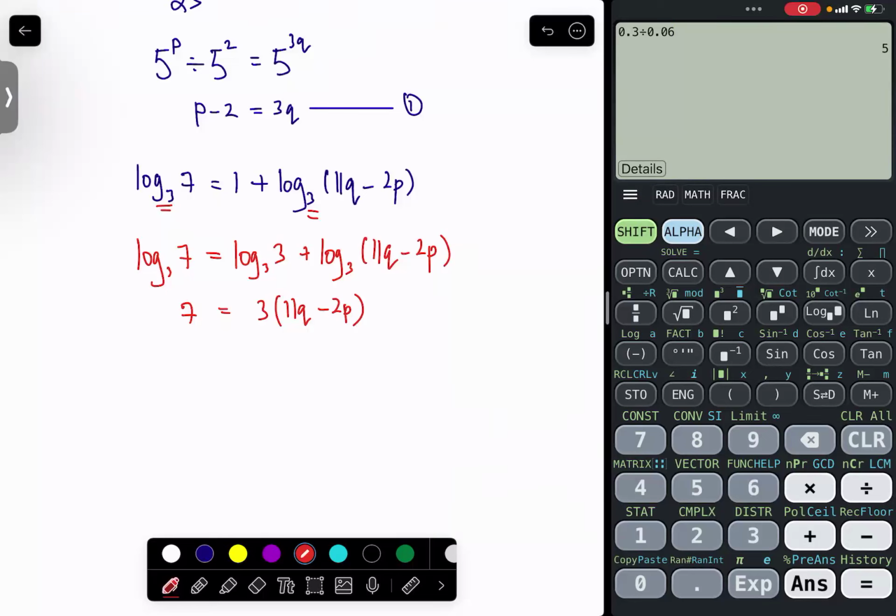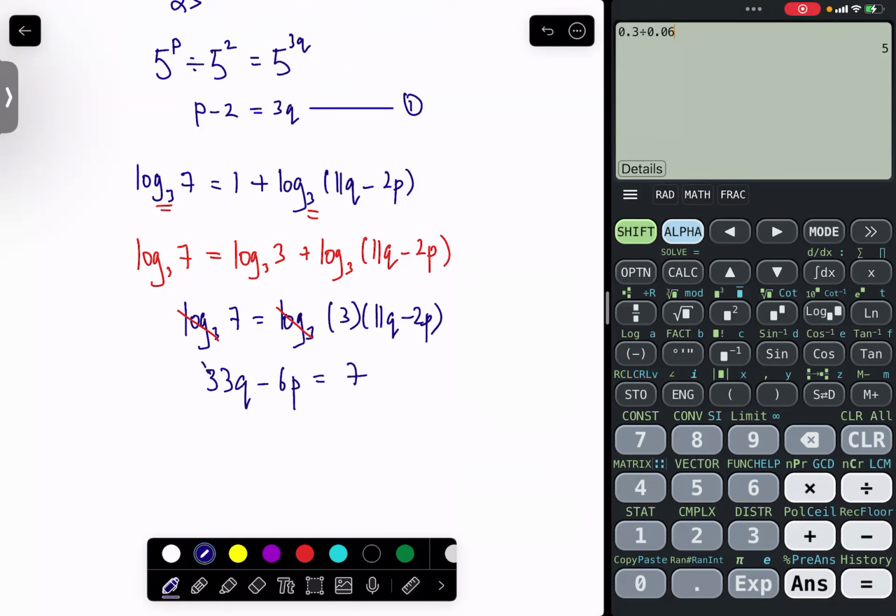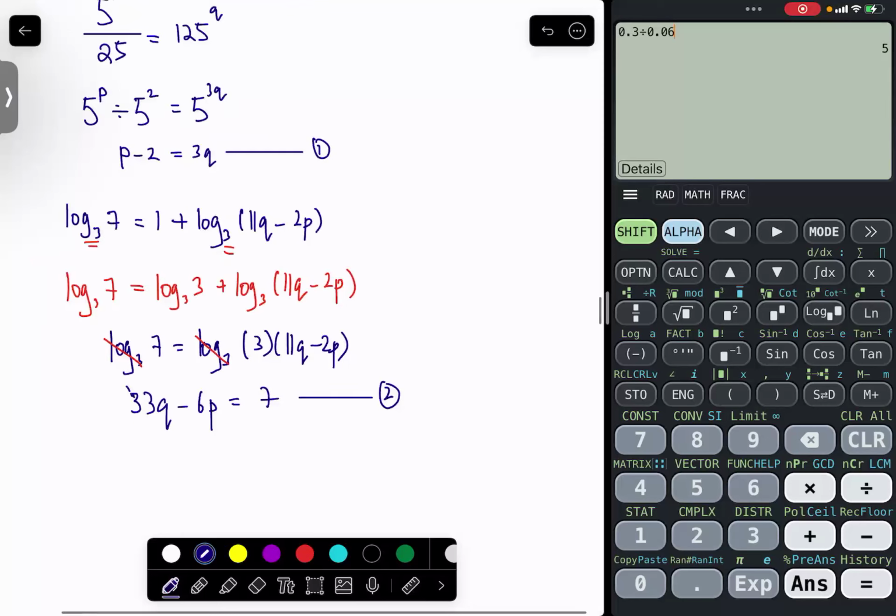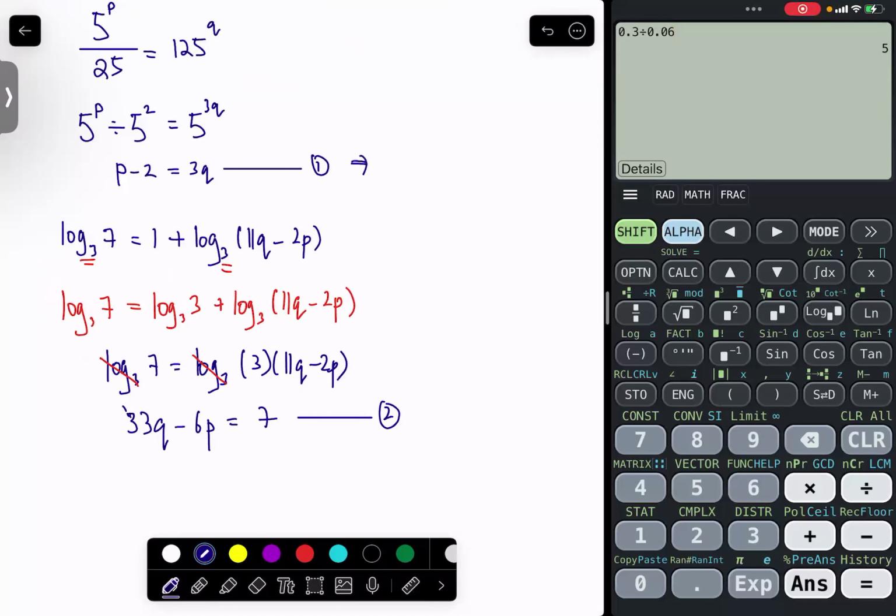Maybe I shouldn't skip this step. I could have log base 3 of 7 equals log base 3 of 3(11q minus 2p), and then I remove the log base 3 from both sides. Expanding, we'll have 33q minus 6p equals 7. That's equation 2. Now, from equation 1, I can convert this into p equals 3q plus 2.